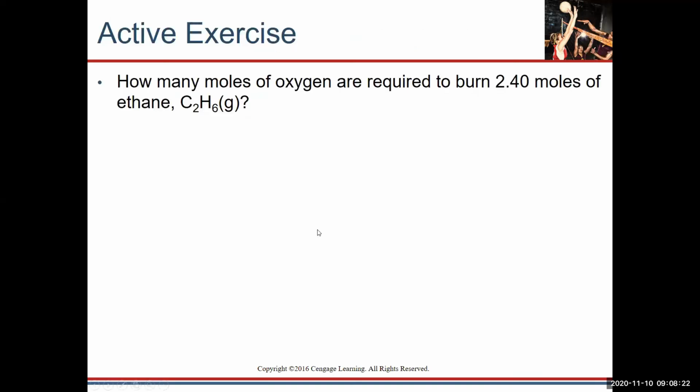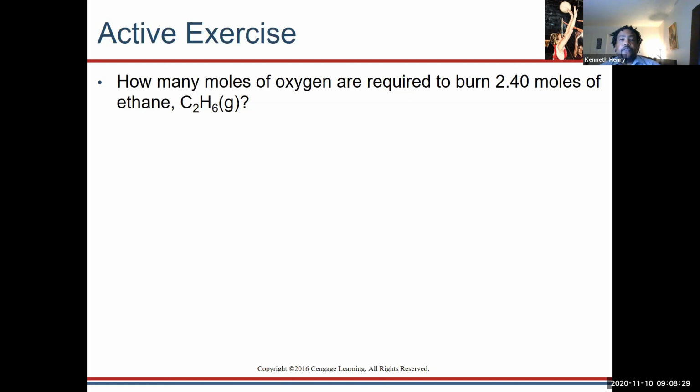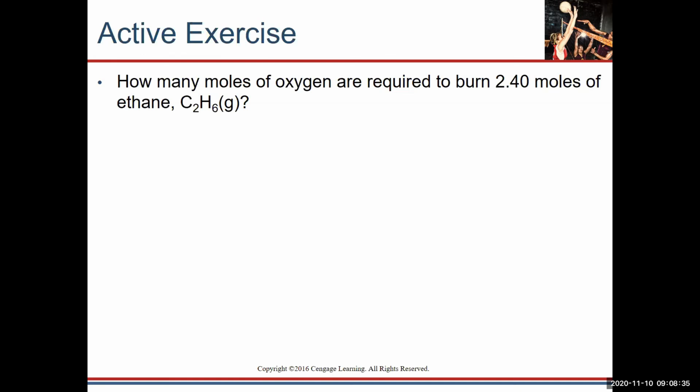So this specific chart relates to finding out the moles that we need. Yeah, it's to find out the moles that we need or the moles that we're going to be making, so it could be either way. Yeah, that's a good question.